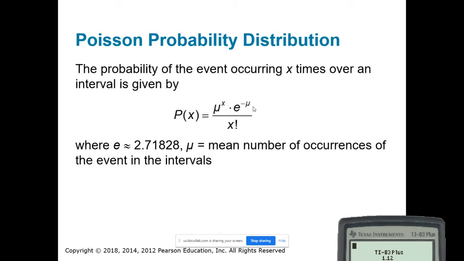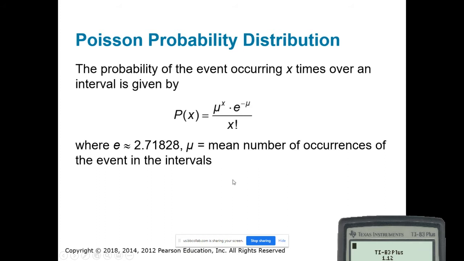Okay, just like in the binomial probability distribution, there was a formula, there's also a formula for the Poisson probability distribution. And here it is. It's given as P of x is equal to mu raised to the power of x, so again, mu is the mean, times e, and this e is exponential e, and it's actually a constant that has a value 2.718. It's e to the negative mu divided by x factorial, where mu is the mean. We're going to talk about the mean in a second.